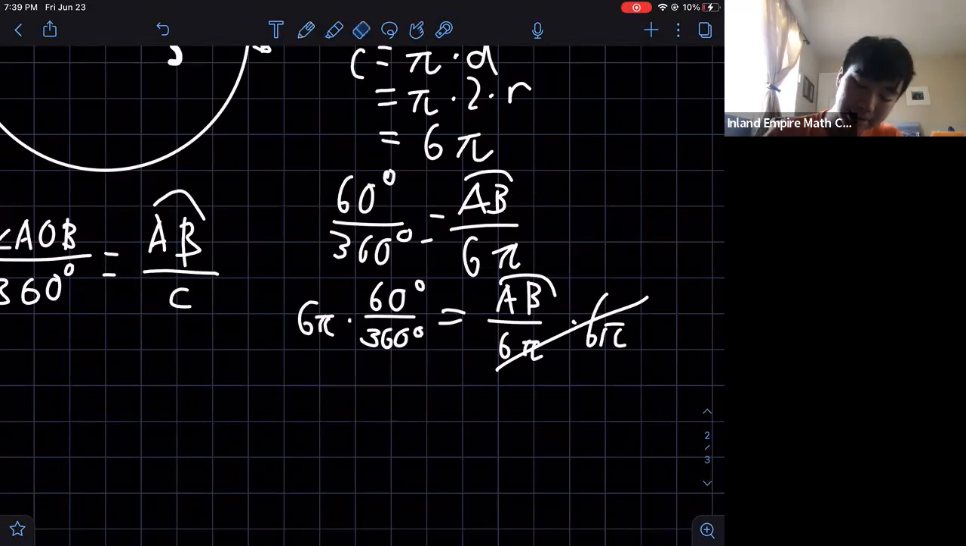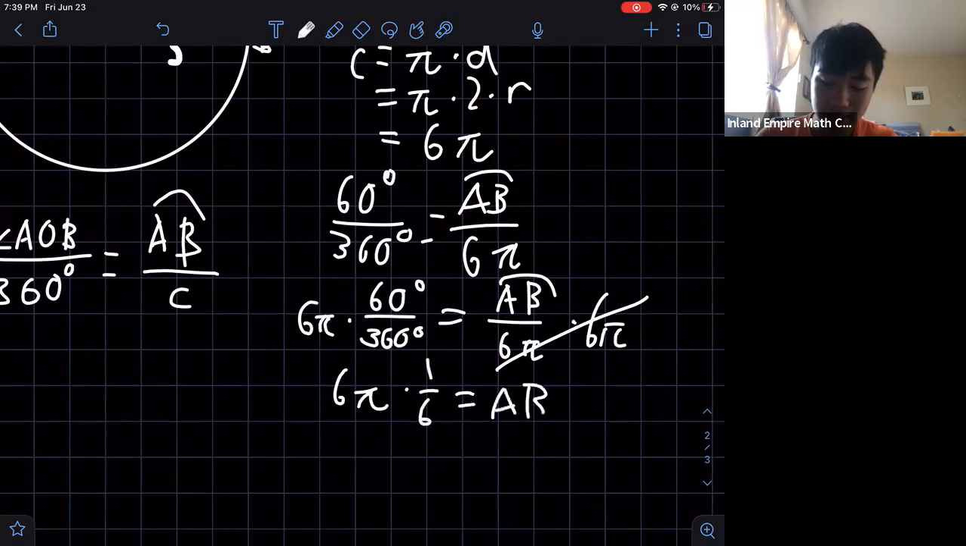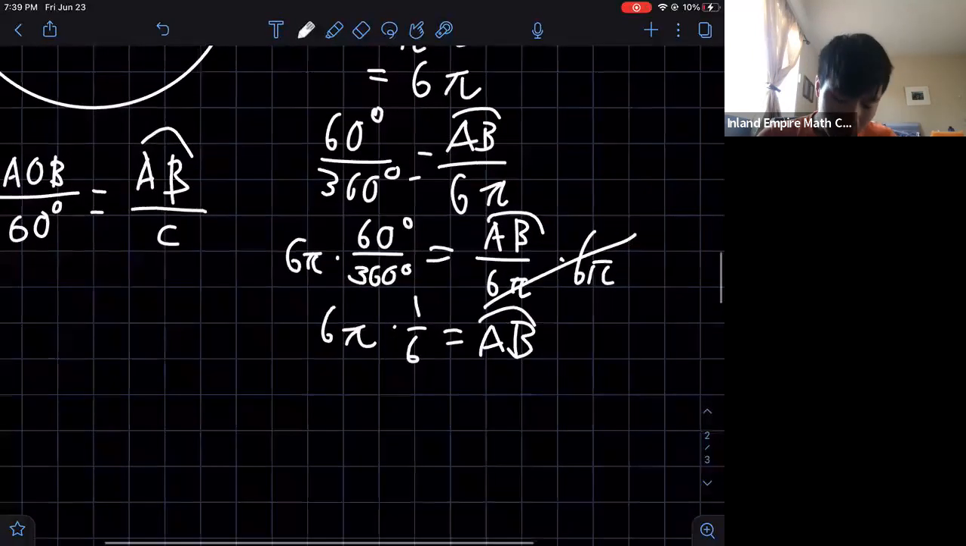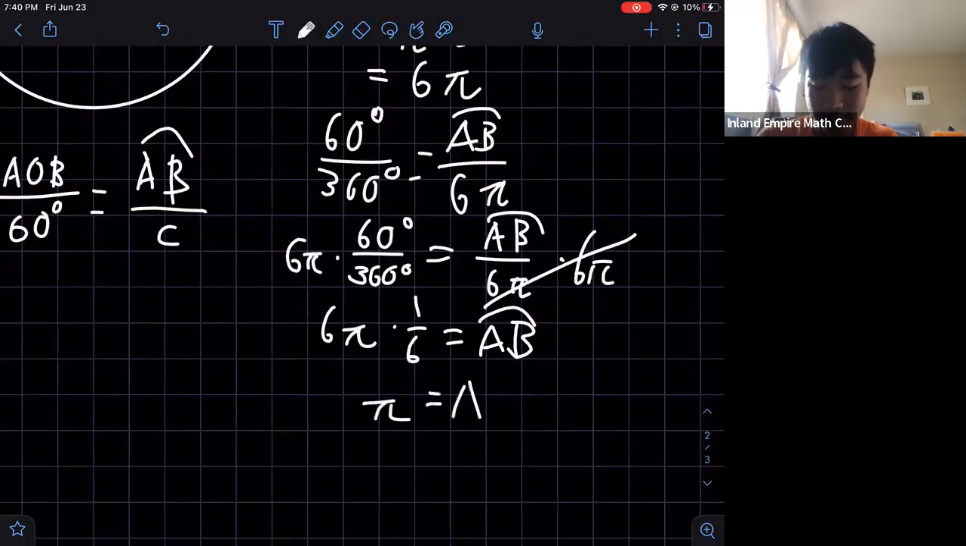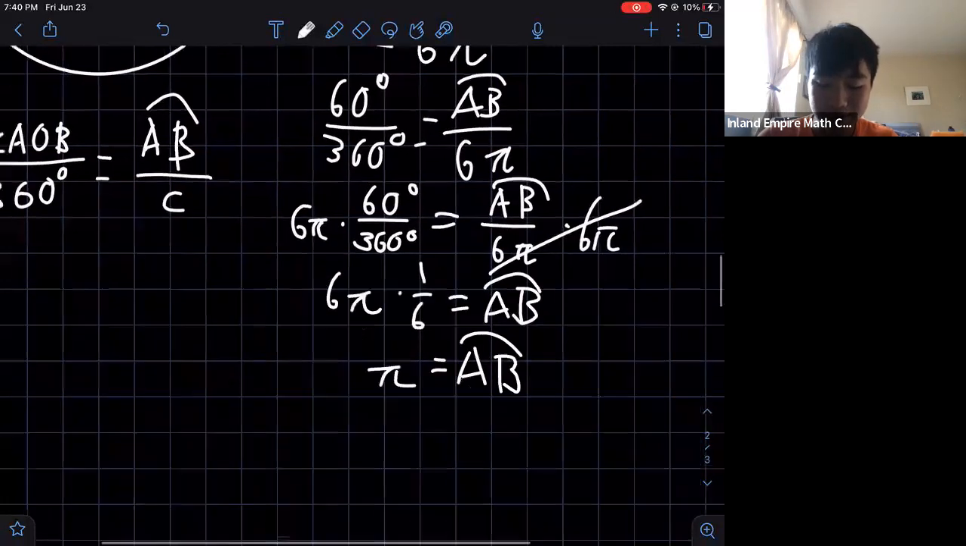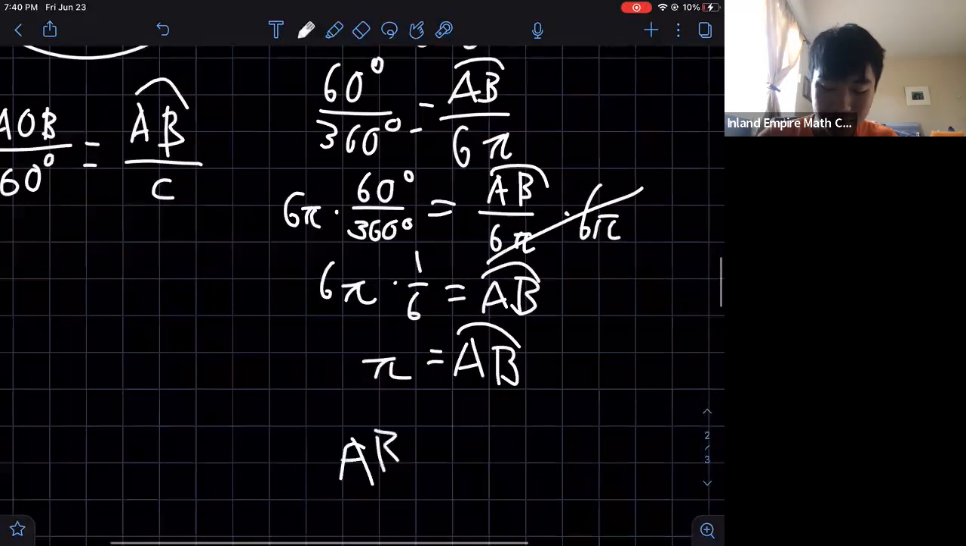Or an easier way to think about this is to just divide 60 by 360 first. If we simplify that fraction, then we'll get 6 pi times 1 over 6 equals arc length AB. Then if we multiply 6 pi by 1 over 6, we get pi, which means that the length of AB is actually literally just pi.